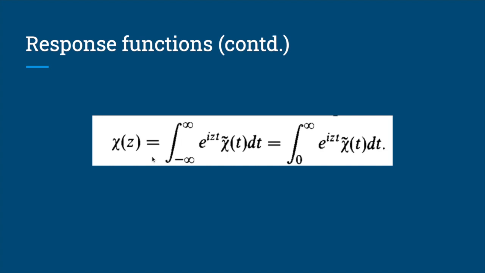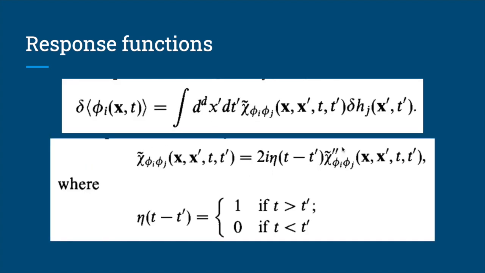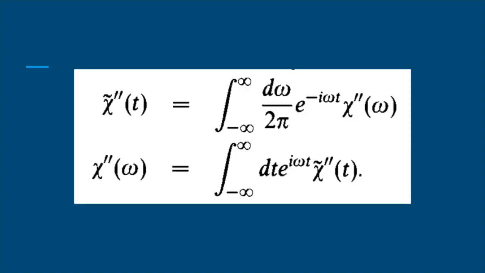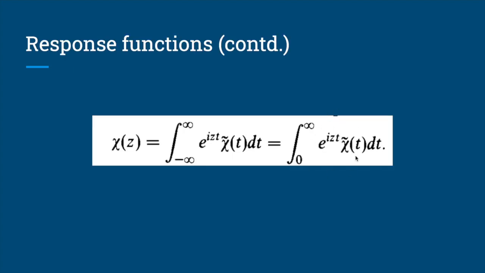Now we know that this function chi double dash phi_i phi_j of t is bounded as t tends to infinity, because if it was not bounded, the disturbance at the time t dash could create an infinite disturbance at a future time t. But a disturbance at time t dash can only create a finite disturbance at time t, so it has to be bounded. Now because t is positive in this integral, we can say chi of z is analytic in the upper half z plane.